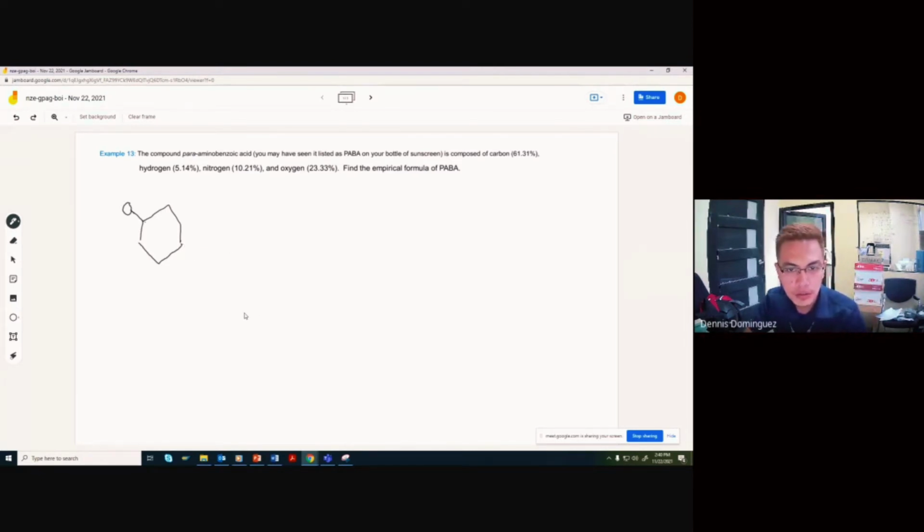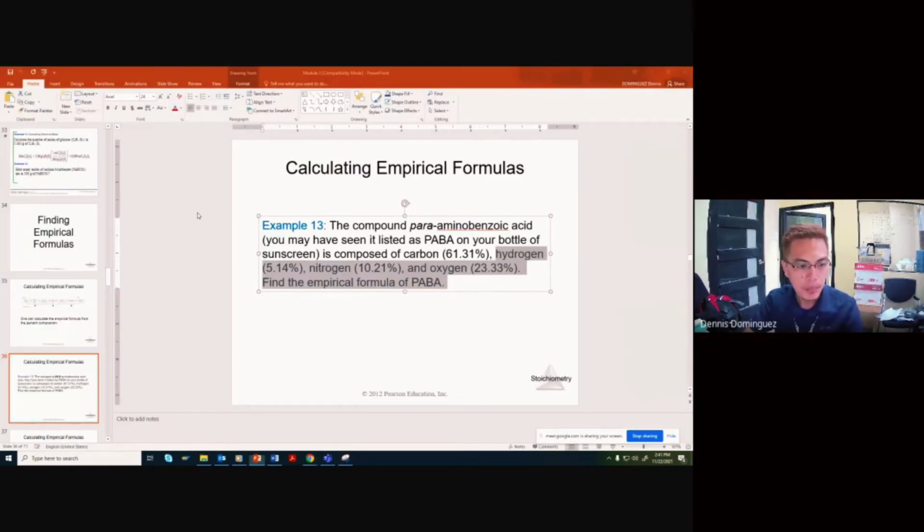So that's the para. The compound para-aminobenzoic acid, you may have seen it listed as PABA on your bottle of sunscreen, is composed of carbon, that is around 61.31%, hydrogen 5.14%, nitrogen that is 10.21%, and oxygen that is 23.33%. So find the empirical formula of your PABA.